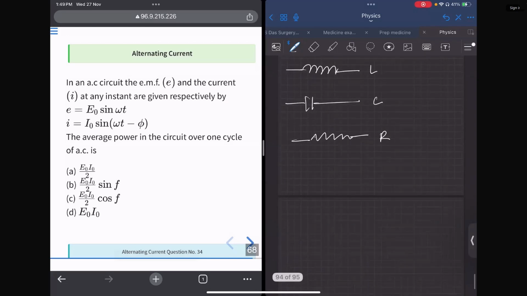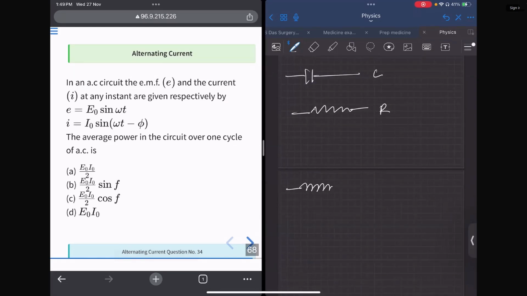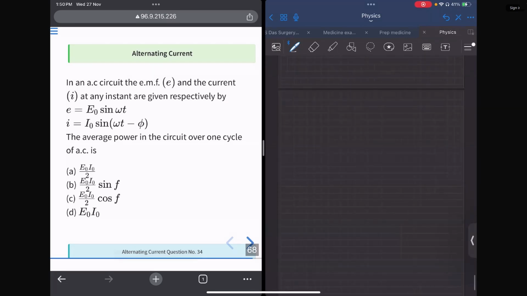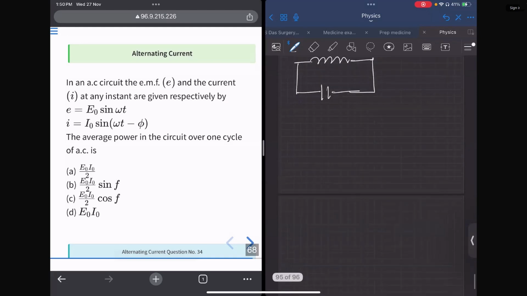So it can either be an LR circuit, in which we have an inductor and a resistor, or a CR circuit, with a capacitor and a resistor, or an LRC circuit, with all three together, or an LC circuit. These are the four types of questions that can be asked. So this is an LR circuit. What is the particular feature of an LR circuit?